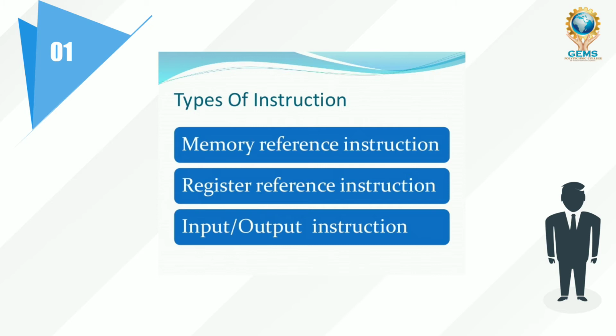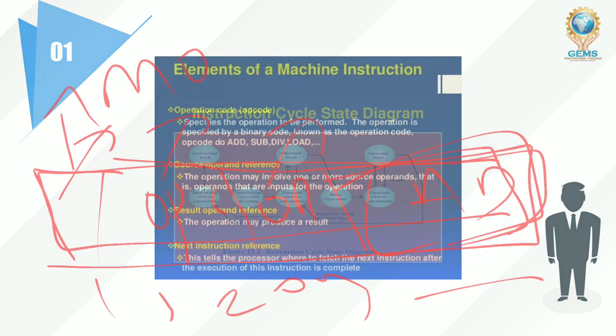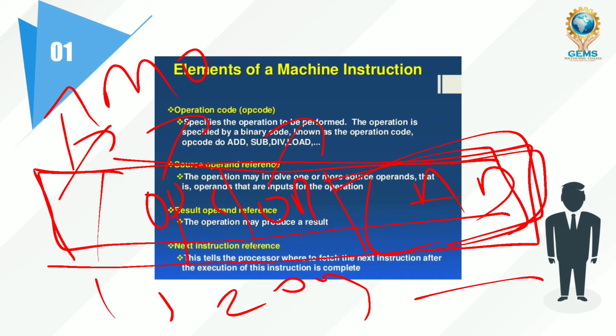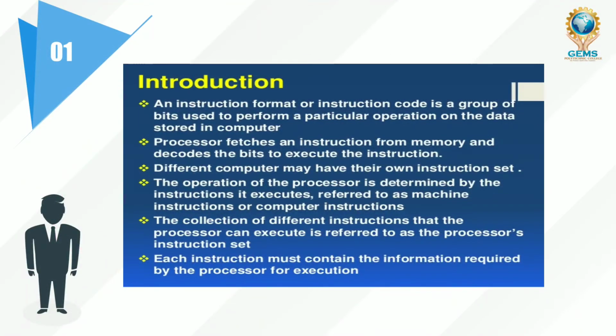field. Now we will see types of instructions. These are the types of instructions: memory reference instruction, register reference instruction. This is the instruction state diagram, the element of machine instruction. I already explained the introduction of the instructions and instruction format.